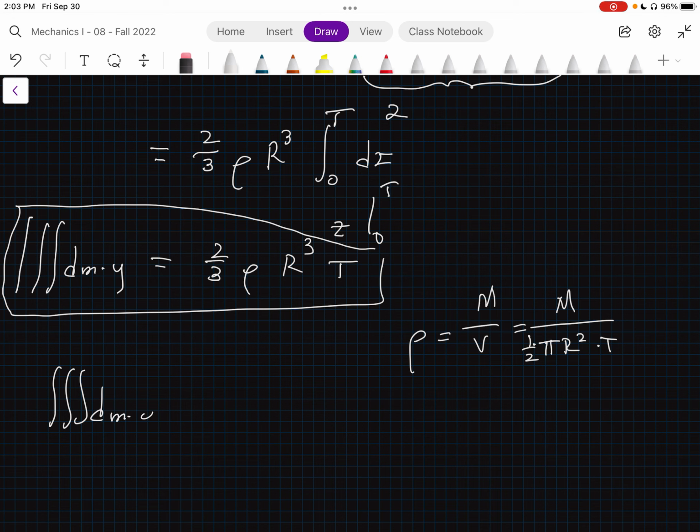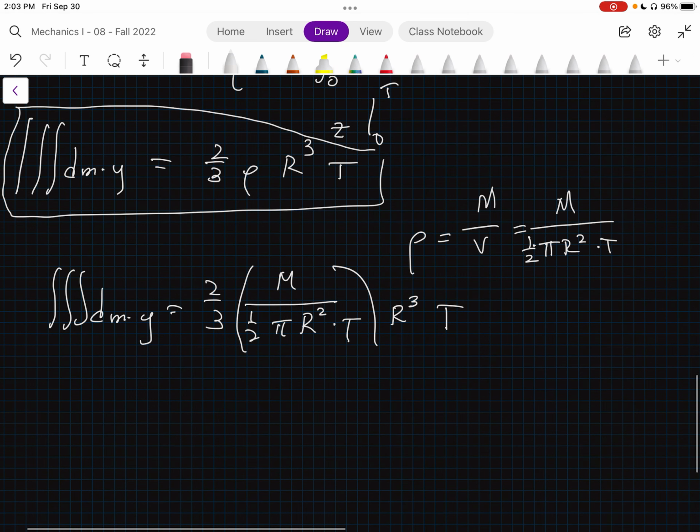So the integral of dm times y is 2/3, and we put in our expression for rho, which is m over 1/2 pi r squared times my thickness t. And then over here, I still have my r cubed and my thickness t. So those t's are going to cancel out. The r squared reduces the r cubed just to r. And then we can flip that: 1 divided by 1/2 is 2, so I end up getting 4/3 M over pi, and then we have one r left out on the side.